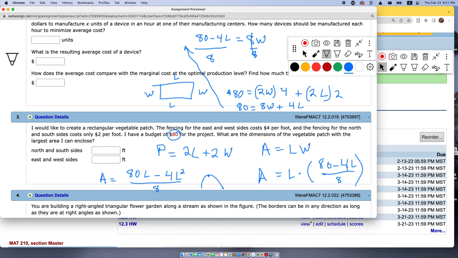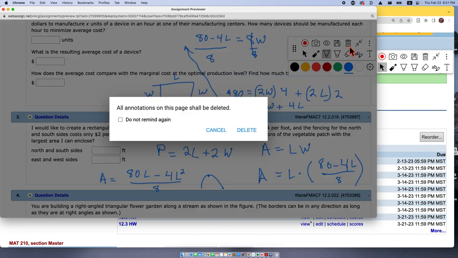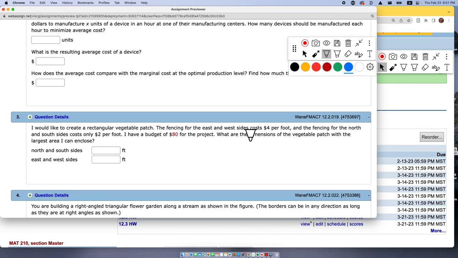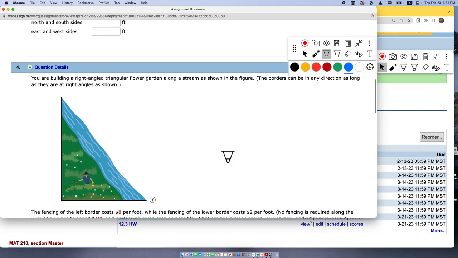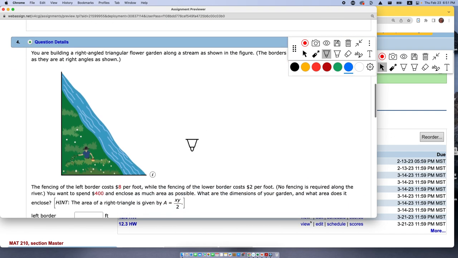But again, this whole section is what we're doing too. The first section should be fairly straightforward and easier, just identifying minimums and maximums, 12.1. But in 12.2, you're going to deal with these. I'm going to delete this off. So triangles, and again, this is another one, but these are kind of nice because they do give you a picture.